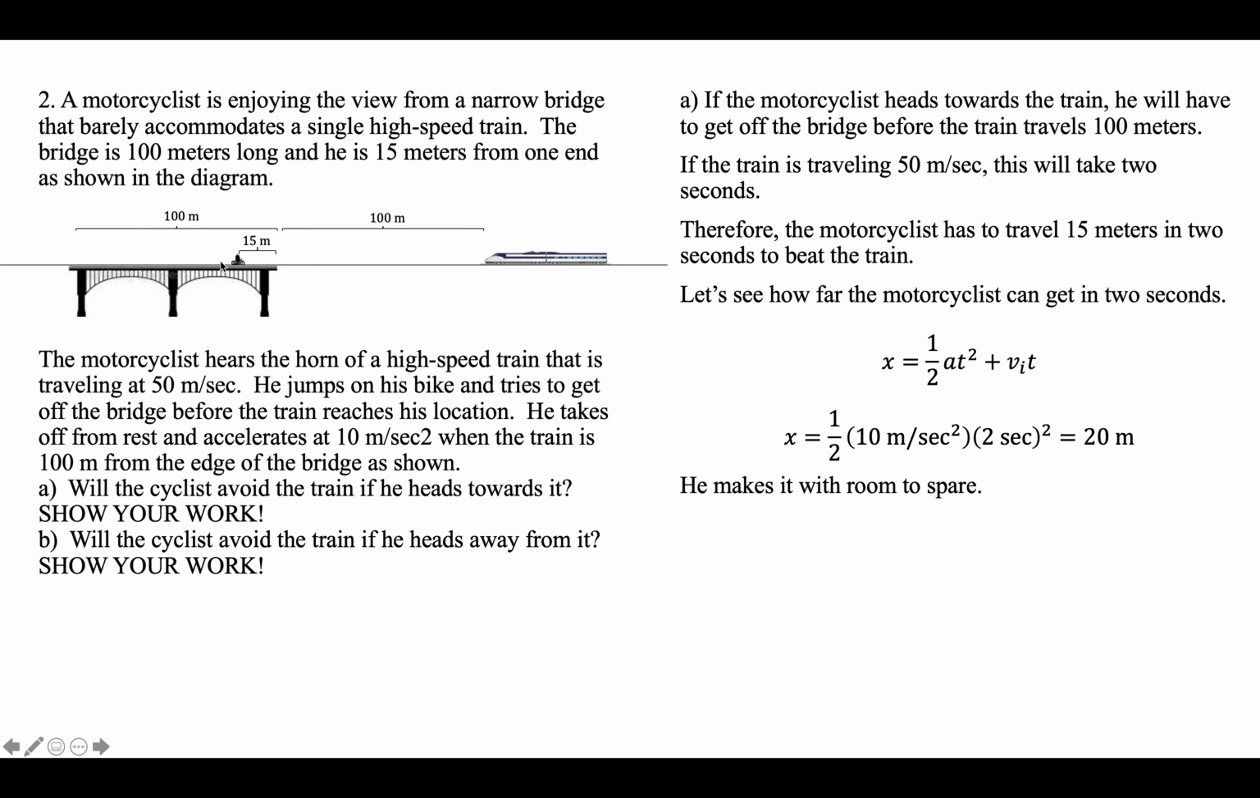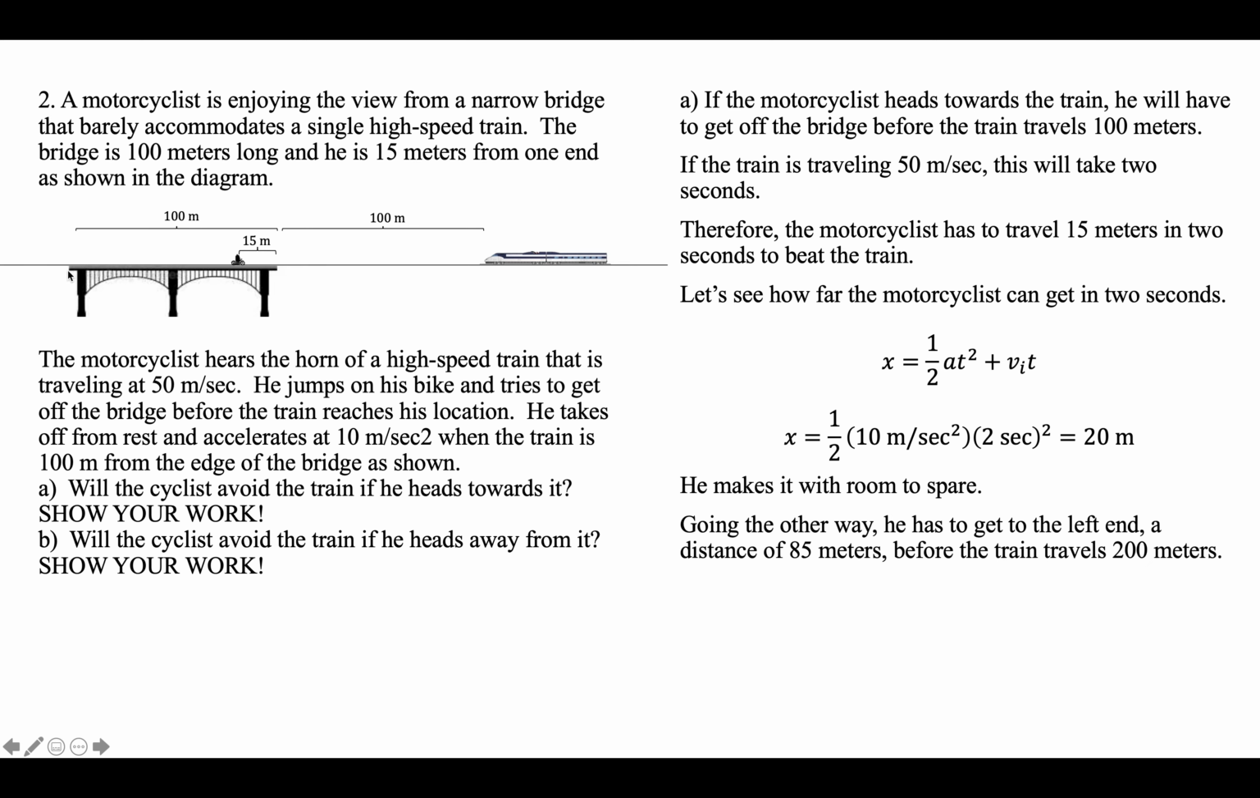He's going away from the train. And so now the train has to go 200 meters to catch up to the motorcycle. The motorcycle's got to go 85 meters. The train has to go 200 meters. He has 4 seconds because the train is going at a constant speed of 50 meters per second. He's accelerating 10 meters per second each second. We can use the same equation, 1/2 AT squared. T squared is 16 times 10 is 160 times 1/2 is 80.